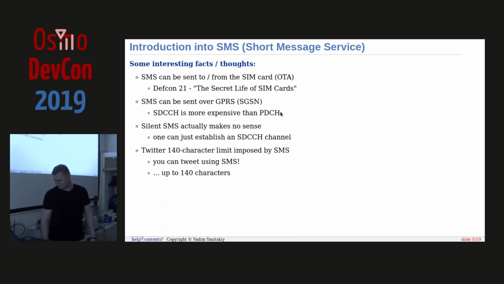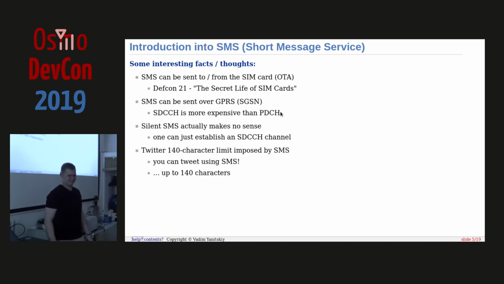and so on. Some interesting facts about SMS: SMS can not only be sent to your phone, it can be sent to your SIM card or from the SIM card. You can watch The Secret Life of SIM Cards for more details. They can also establish GPRS channels. That's not the limit. Another interesting fact is that SMS can be sent over GPRS, and that's more efficient than SDCCH, because the packet switched domain is kind of TDMA over TDMA, and multiple subscribers can share the same time slot. And I think, personally, that silent SMS doesn't make any sense, because you can just establish an SDCCH channel, and the result would be the same.